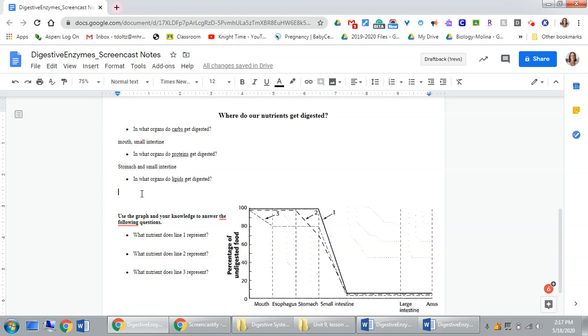Lipids. So lipids, we're going to start them in the small intestine with our bile that was made in our liver and stored in our gallbladder. And then we're going to finish them up with our lipase, which was made in the pancreas. So lipids only get digested in the small intestine. Notice I do not have the large intestine anywhere on here because most digestion is finished in the small intestine. Really, the only thing the large intestine does is take out the water.